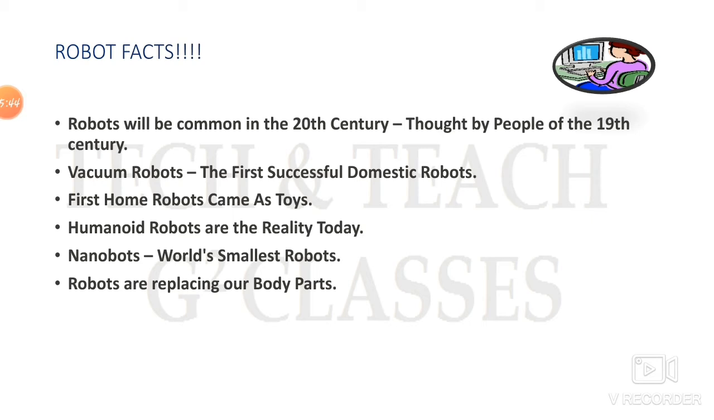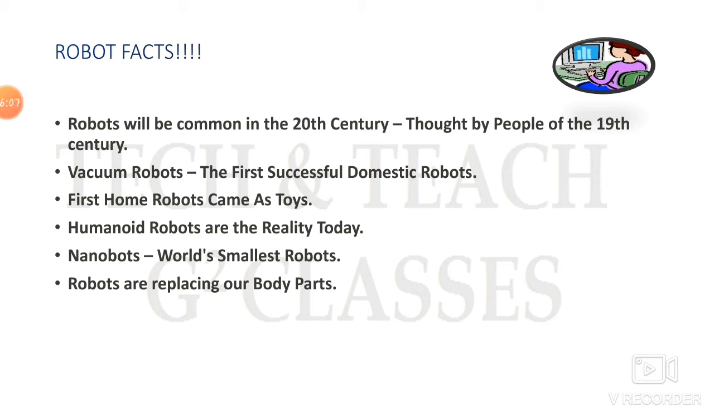And we have the vacuum, the first successful domestic robot, which is known as a vacuum robot. And we have toys, which are also robots. And nowadays artificial intelligence and IoT, it is thinking and operating by itself. Okay, that is a humanoid robot. And the world's smallest robot is the nanobot, and robots are replacing our body parts. Okay, we know the facts about robots.